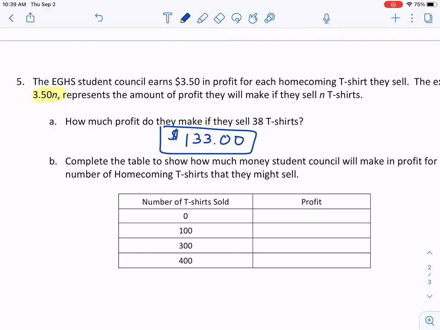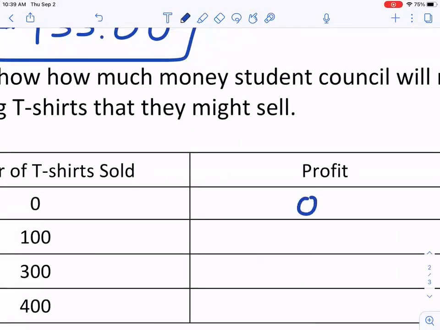And then we want to fill in the chart, and the chart just basically is a math teacher's way of getting you to do 4 problems all in for the price of 1, really, right? So we're gonna plug a 0 in, then we have to plug 100 in, then 300 in, then 400 in. So let's do that. When we do 3.50 times 0, well, I know that's going to be 0. I don't need my calculator for that, right? $0 profit.